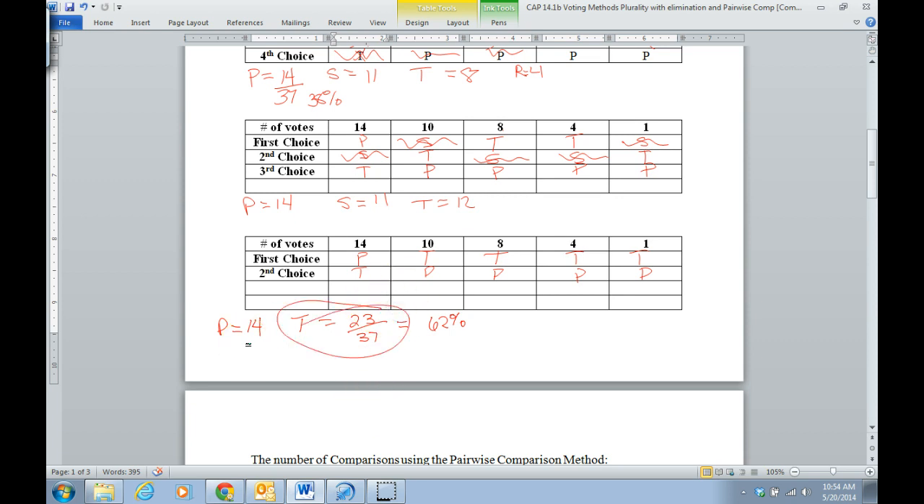Which is kind of surprising, because all the way up until now, P has been in the lead. So if we were to do this based simply on plurality, P would have won. But because we did it by elimination, T got the lead.